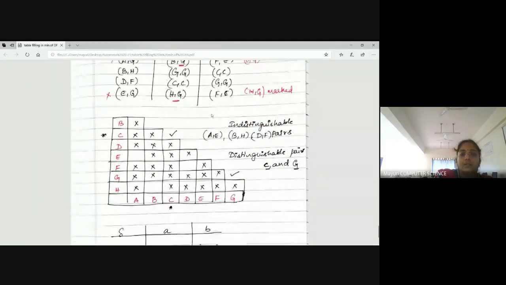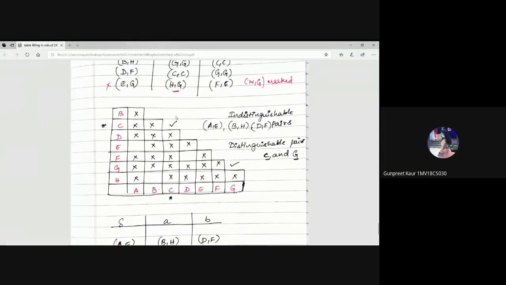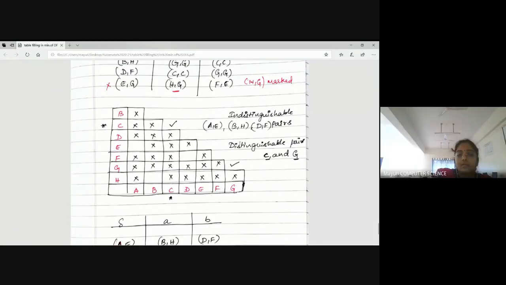Yes, till this table filling is fine. Yes, ma'am. So, in the last table, what I have to do is find which row and which column is completely marked with cross. Completely marked with cross. So, G and C. C and G, right?